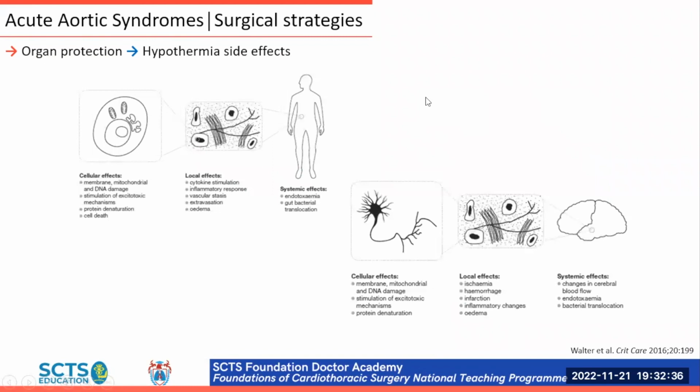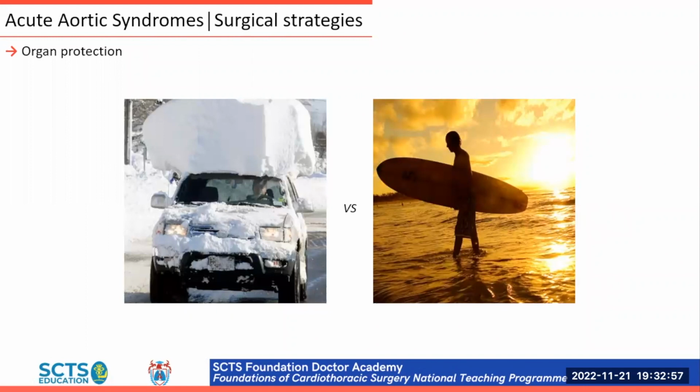However, hypothermia is not exempt from side effects. Hypothermia has important effects at cellular level and also systemic effects. It affects, for example, the gut bacteria, in favor of gut bacterial translocation, and it affects the hematoencephalic barrier. This is the reason why in the last decades there has been a big debate between hypothermia and mild hypothermia or normothermia. So there are two completely different schools of thinking.